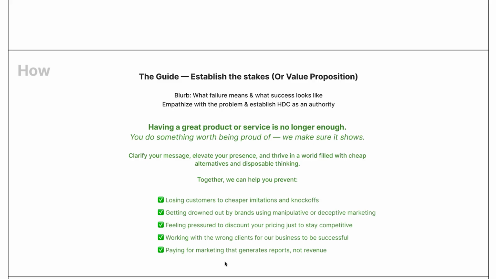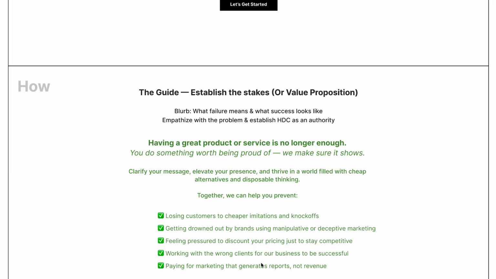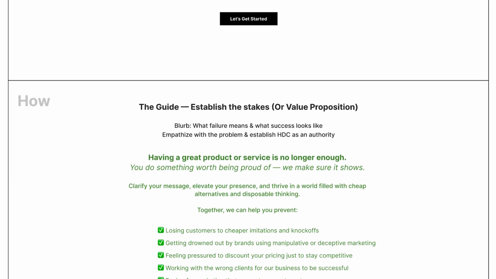And then the last one is paying for marketing that generates reports, not revenue, because we all know our clients have done that. So these are just things that I've collected from actual conversations with clients, and then I just put them on the website. I'm trying to say the things that they're saying literally on the website. So when you get that message, you've painted a pretty clear picture of how you're going to make their lives easier, if that makes sense.